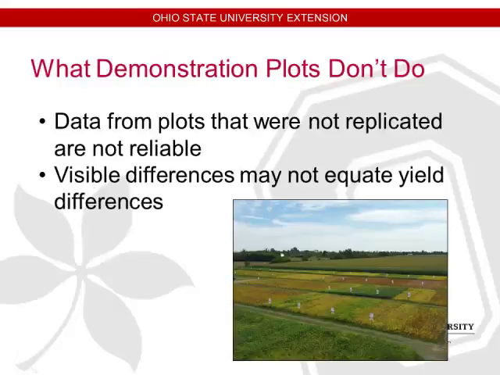So again, I guess I sort of already said this, but the things that demonstration plots don't do well are, unless they're replicated, that data is not going to be reliable. And the other thing is sometimes they can get something out there that shows a really nice visual difference, but without good data, we don't really know if that equates to a yield difference at the end of the season. And even if there's a yield difference, there might not be an economical benefit either.